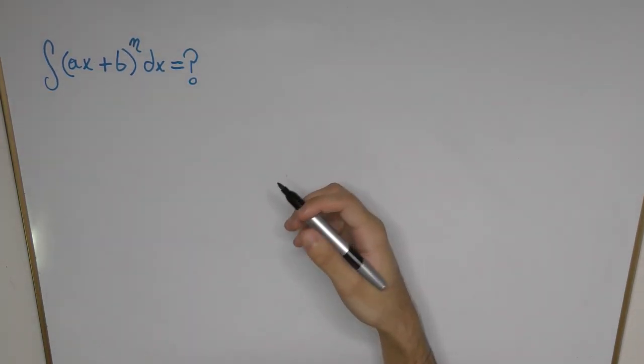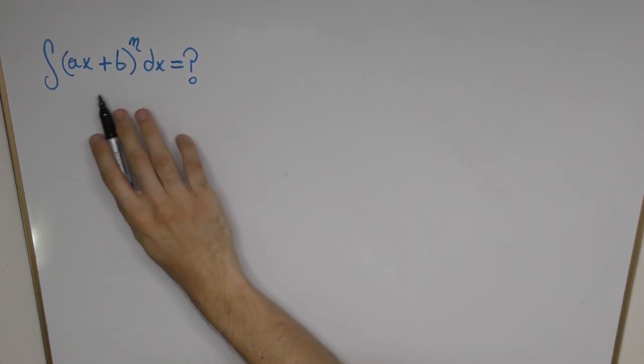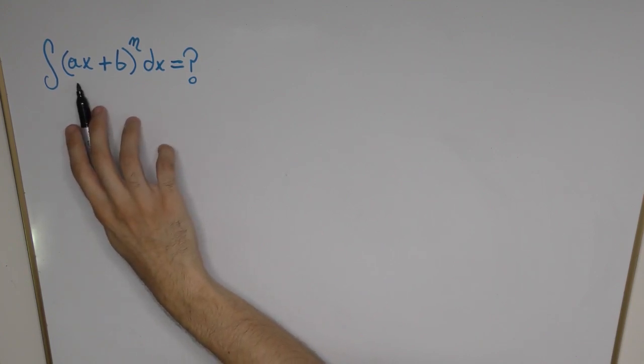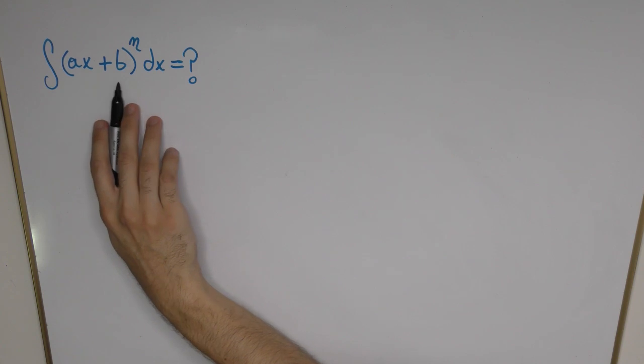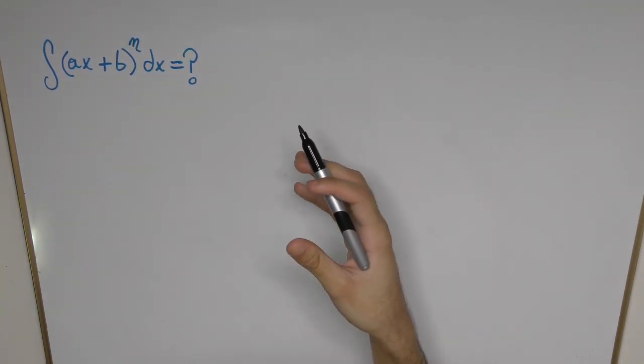What's going on, guys? Welcome to LetThereBeMath again, and in today's video we're going to be talking about how to integrate a binomial function like the one we have here. So here we're going to take a and b to be any constants we choose, and n is going to be any power we choose as well.